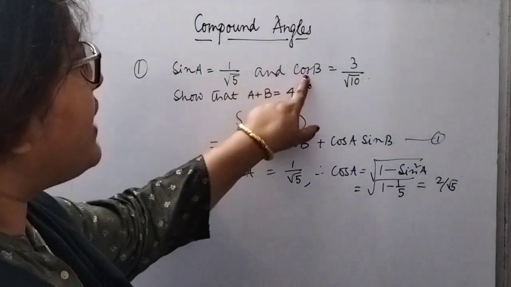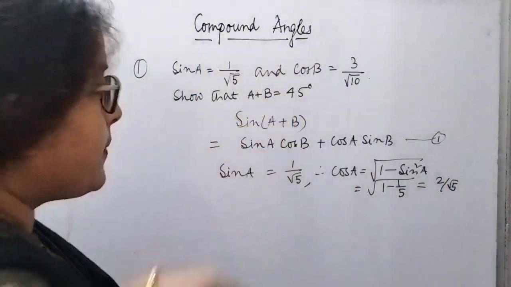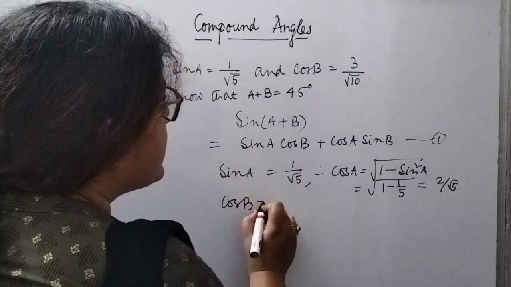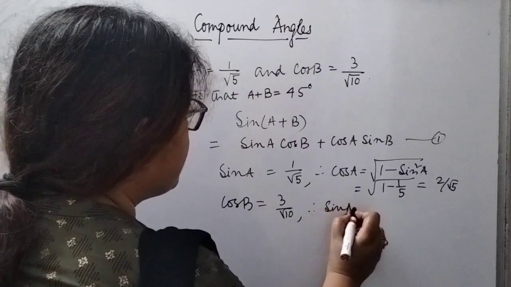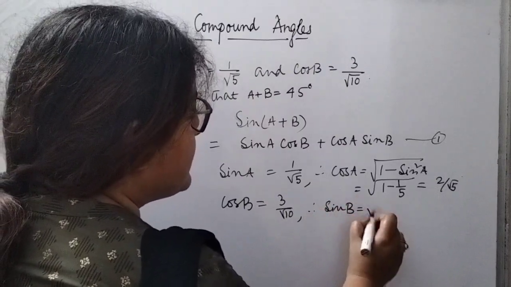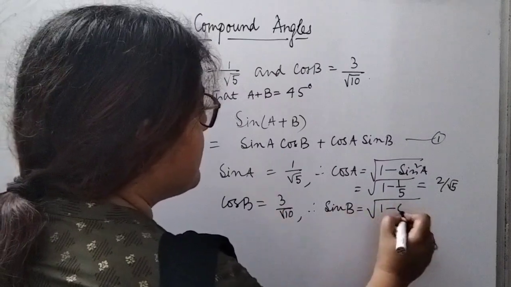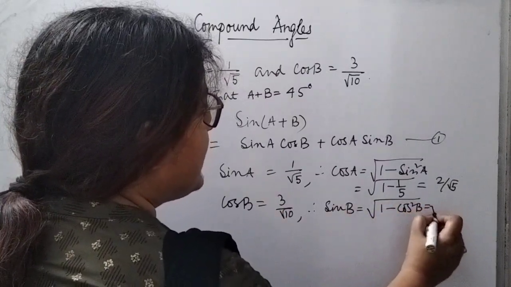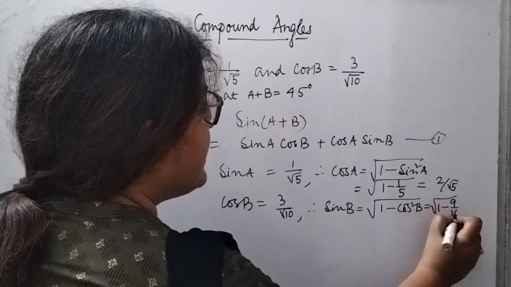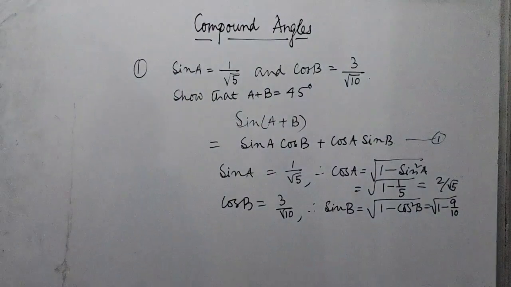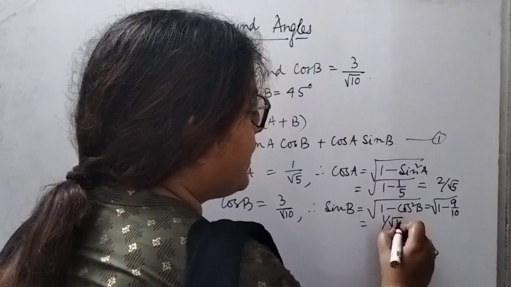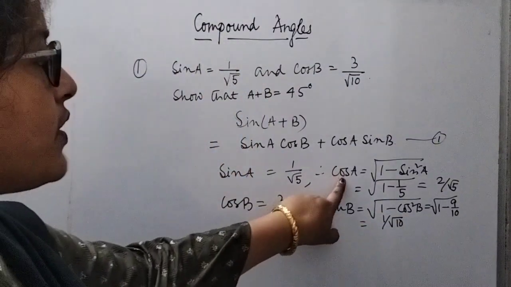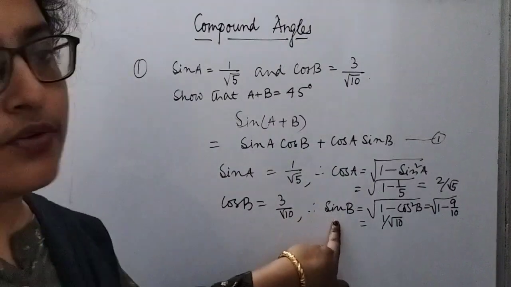Now similarly, we can find the value of sin B also from this information. So cos B equals 3 by root 10. So what is sin B? This is obviously root over 1 minus cos square B, that is 1 minus 9 by 10, which is equal to 1 by root 10. So the values of cos A and sin B are also found by us.